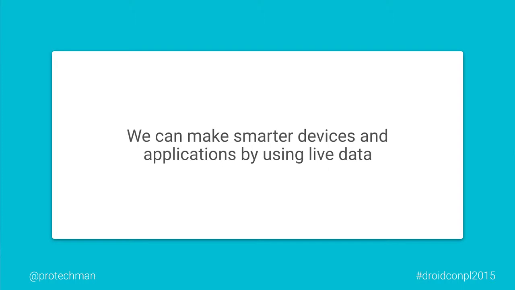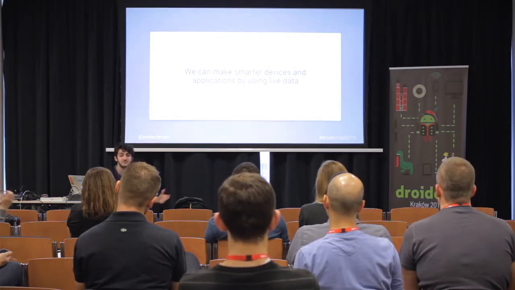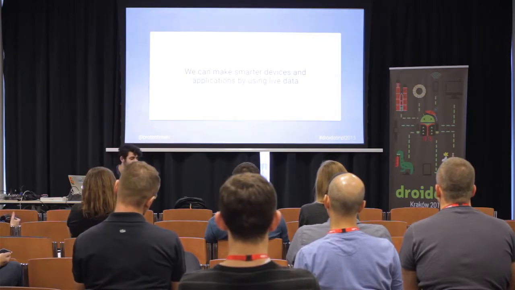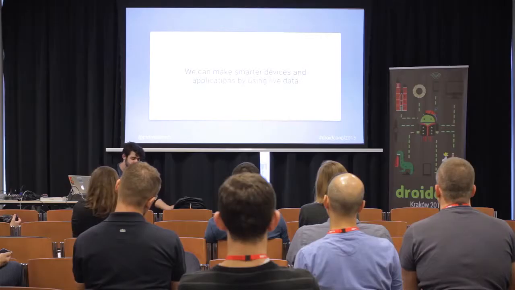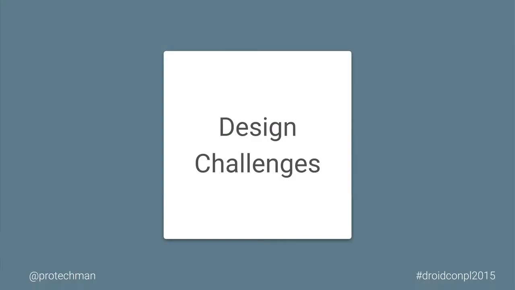Also, thanks to Internet of Things, we can make smarter devices and applications by using live data, because live data is very important for us. And they just started to talk about big data, so using big data or live data is really important to get your users and your users' habits. So there are some design challenges. Everything is not so easy.